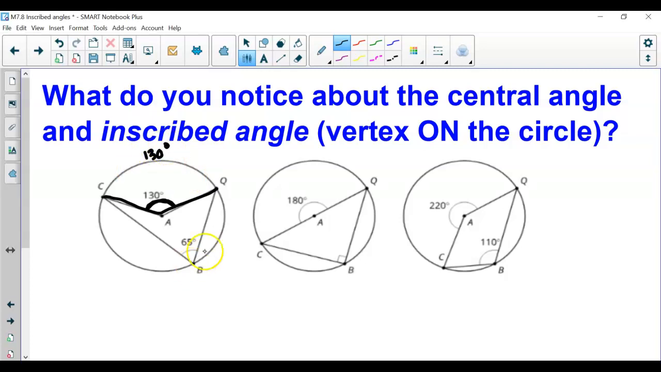Well, what is the measure of the inscribed angle that also creates this arc? It is exactly half of the arc and central angle created. So again, notice here, we have our central angle, which is 180 degrees, creating the arc of 180 degrees. But then our angle here, which is on the circle, is 90 degrees, exactly half of the arc and central angle. So again, that is now the relationship.